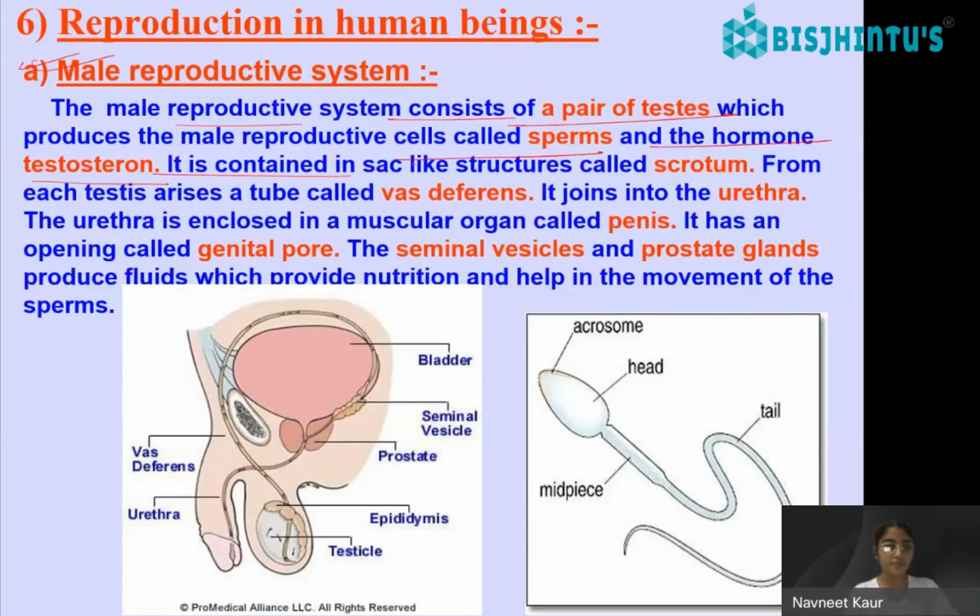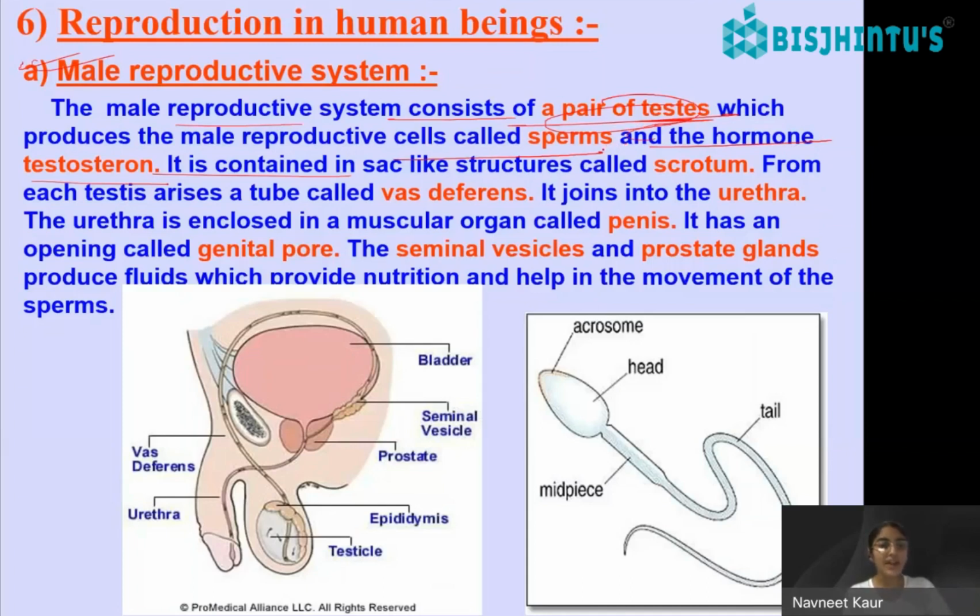Okay. So the reproductive system of males, it consists of a pair of testes, and those testes are responsible for the production of male reproductive cells which are called sperms. So where are sperms produced? In the testes, and it also releases the hormone called testosterone. Okay. So it is contained in a sac-like structure called the scrotum. The scrotum is a sac-like structure inside which the testes are placed.